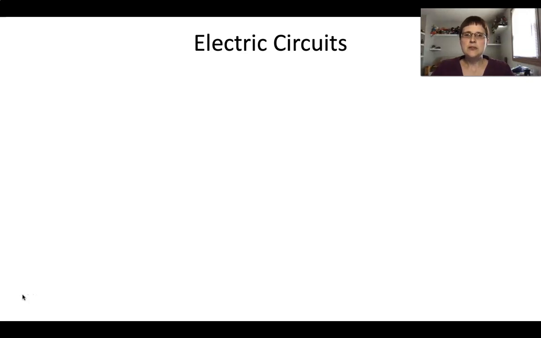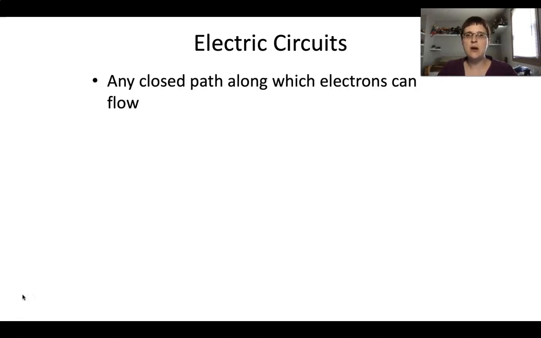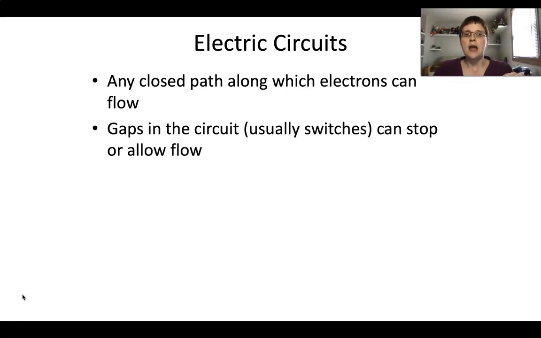So in a previous lecture, we talked about electric circuits, and I want to come back to them because I want to talk a little bit more about them. We already know that this is a closed path that electrons or current can flow through. And we also talked about how you can make gaps in the circuit, so you can make breaks in the circuit to stop or allow flow.